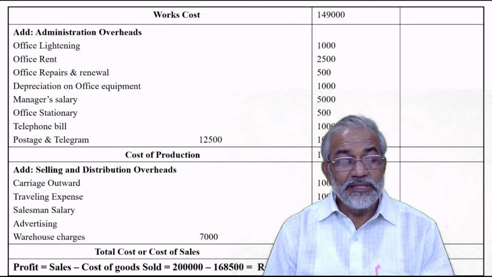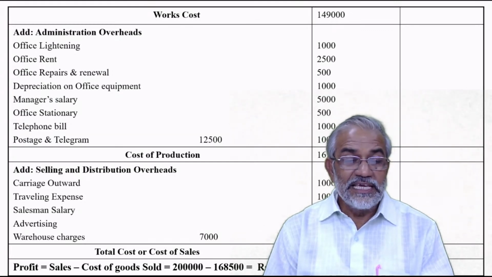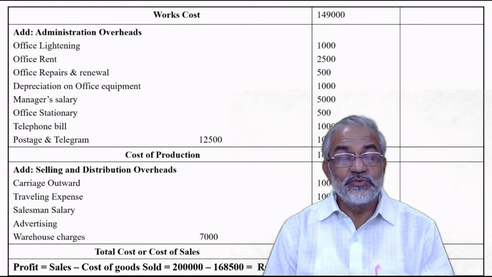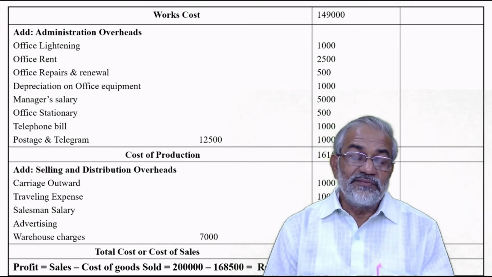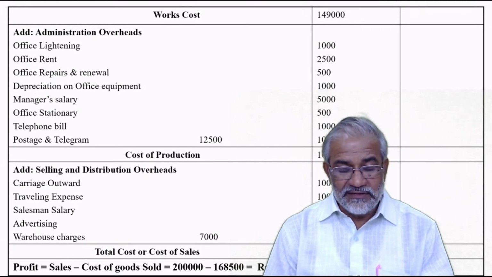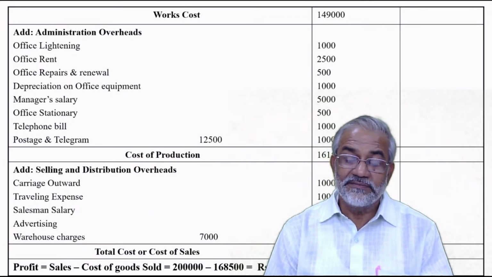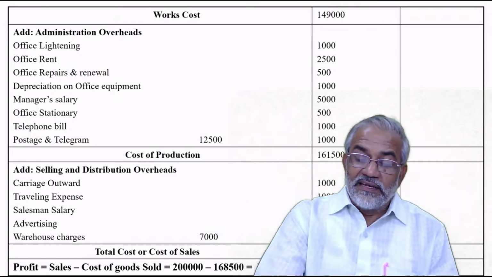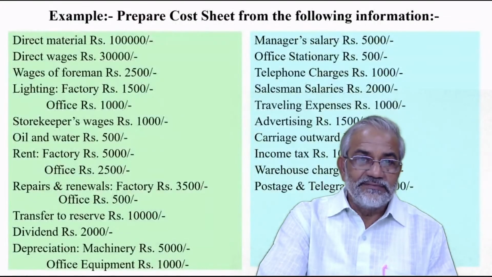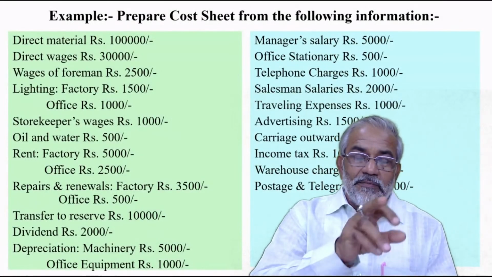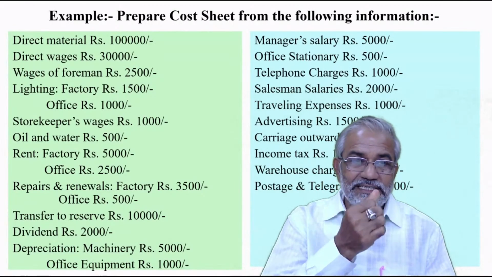So in order to determine the profit or loss from any unit, the cost of sales has to be deducted from the selling price or the sales. The resultant would be, if it is positive, then the result is profit. If it is negative, then the result is obviously loss. Let us look at the numerical example given here. For preparation of a cost sheet, some data have been provided here.